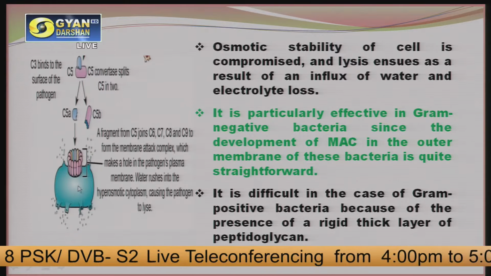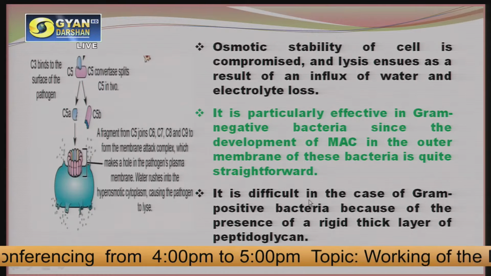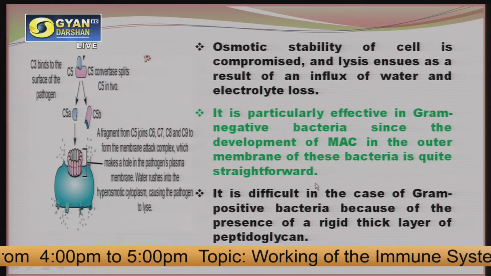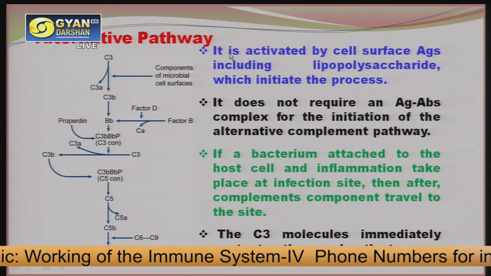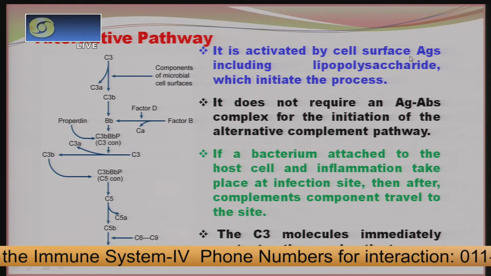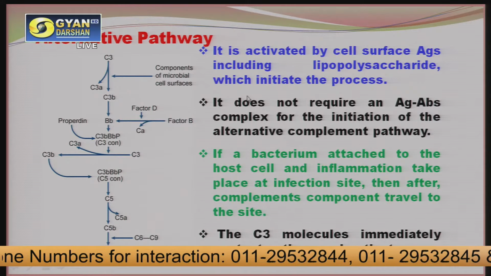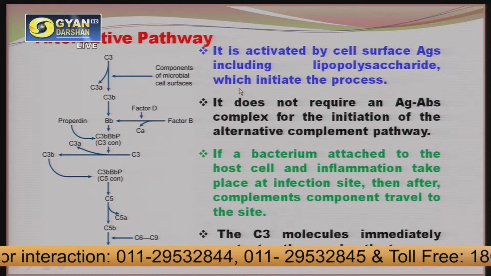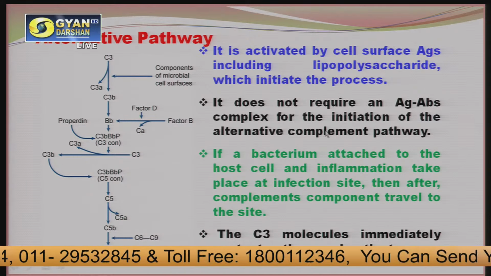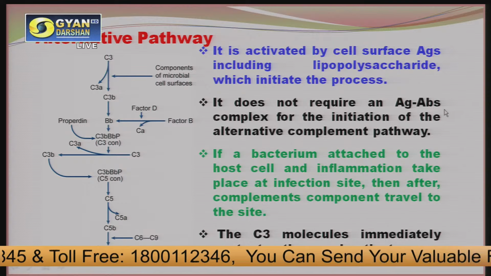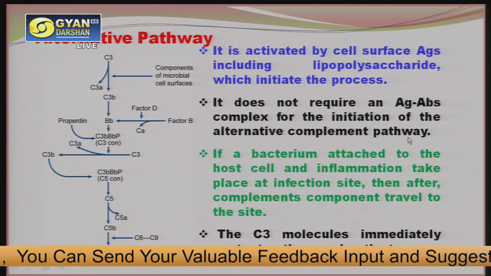So you can say these are the very little limitations of the complement system. Another is the alternative pathway. It is activated by cell surface antigens, including lipopolysaccharides and other antigens present on the surface of the bacterial cell, which initiate this pathway, known as the alternative pathway. It does not require antigen-antibody complexes for initiation of the alternative complement pathway.